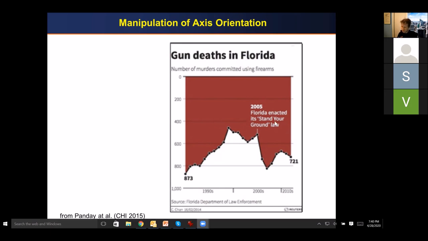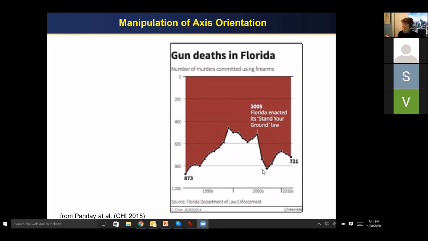That's because, remember, we did this experiment where you had to label a piece of text that was colored, and you always read the text before you recognize the color. Same thing with humans. If it's in your language, people read, especially when it's not a lot to read. So you read the gun deaths in Florida, the number of murders committed using firearms, 2005 Florida enacted the Stand Your Ground law. You look at the shape of the curve. You see something happened. And it went down, right? Then you walk away from this.